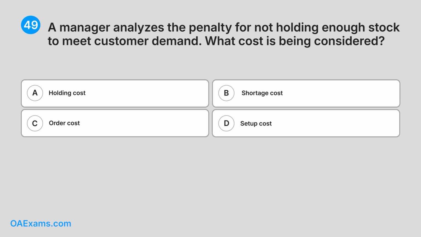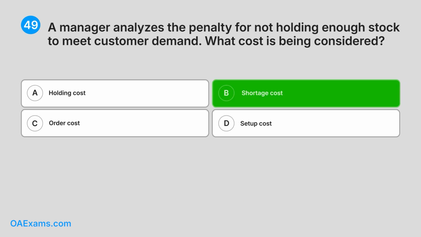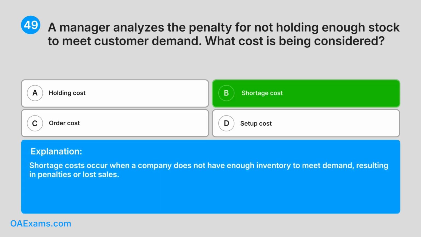Correct answer. B. Shortage cost. Explanation. Shortage costs occur when a company does not have enough inventory to meet demand, resulting in penalties or lost sales.